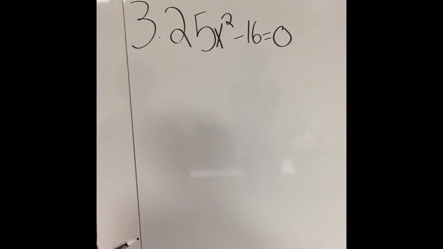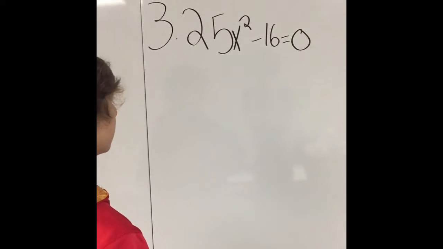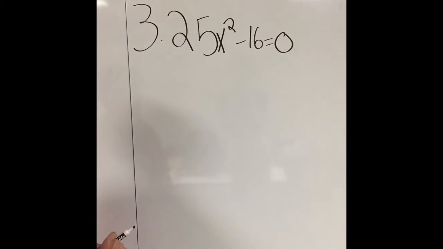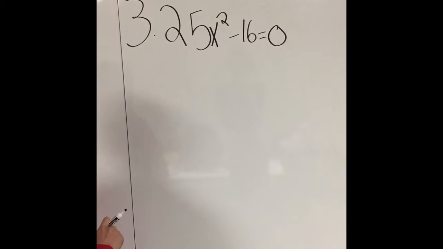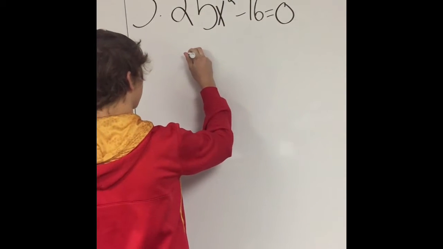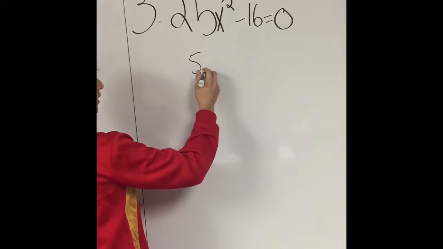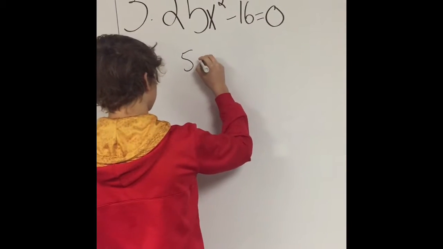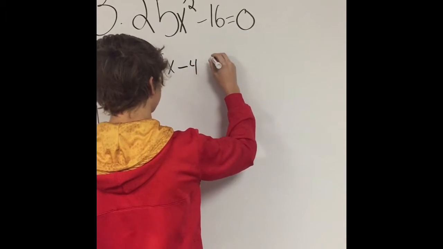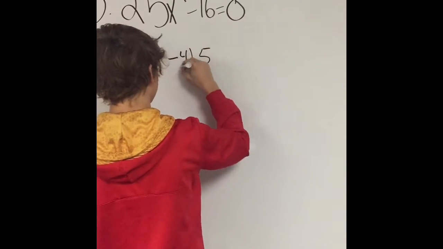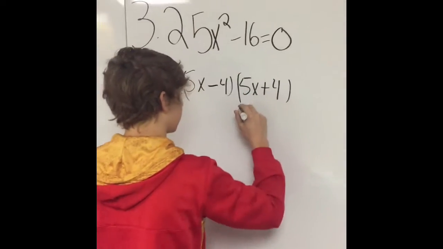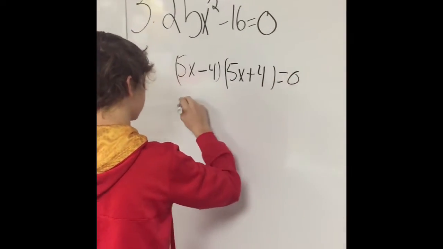Alright, the third problem is 25x squared minus 16 equals 0. The first thing you do is you realize 25 and 16 are perfect squares. So you realize that 5 is the square root of 25 and 4 is the square root of 16. So you go 5x minus 4 and 5x plus 4. And you set them both equal to 0.